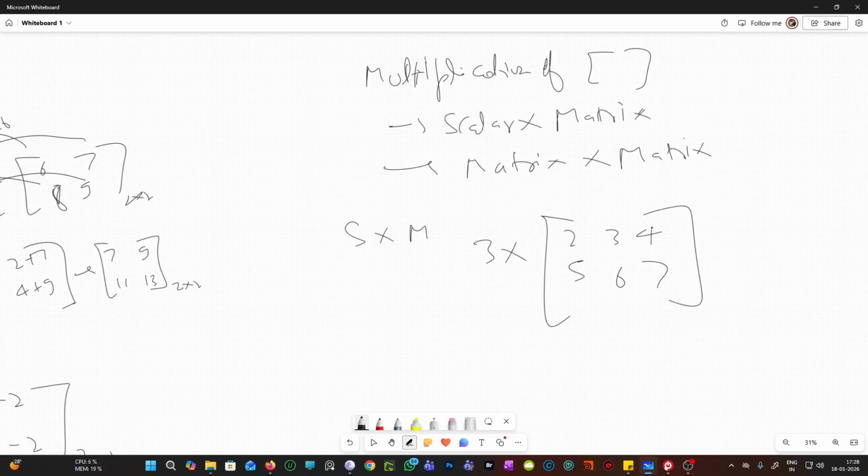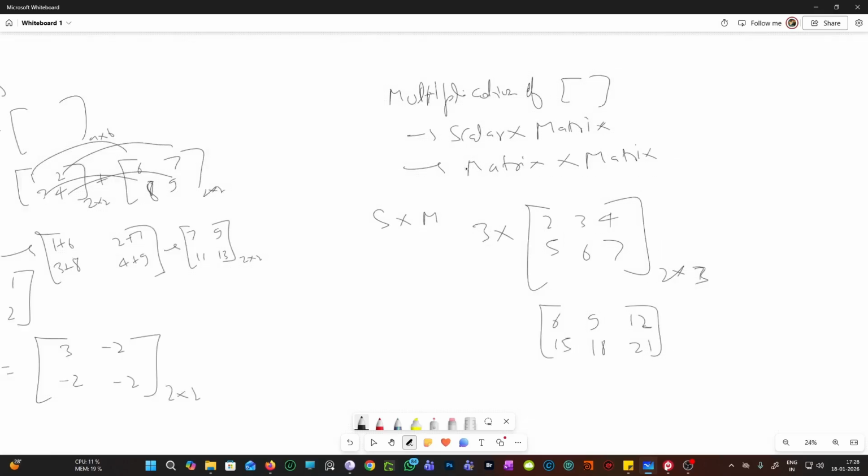So this is our 2 cross 3 matrix. Now let's multiply it. When we multiply a scalar value with a matrix, all the elements get multiplied. So what do we get? 3 multiplied by 2 is 6, 3 multiplied by 3 is 9, 3 4s are 12, and 3 5s are 15 and 18, and similarly 3 7s are 21. So that's what we get. Basically, when we multiply a scalar value with a matrix, all the elements of the matrix are multiplied. Now let's talk about matrix multiplication.